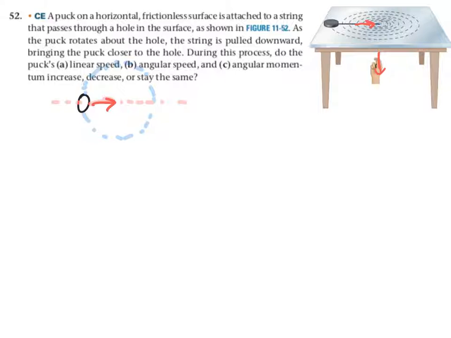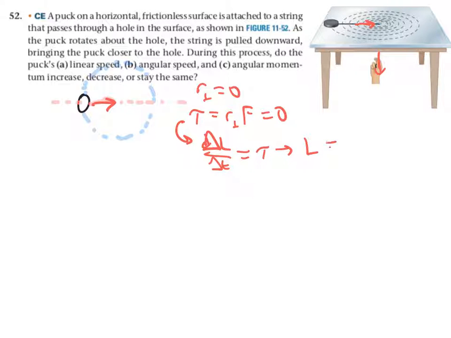which means that the r perpendicular is 0, and therefore the torque, which is r perpendicular times F, is also 0. But if the torque is 0, then the change in angular momentum is also 0, because the change in angular momentum is the torque. So L is conserved. So the first thing we have is part C. L remains the same.